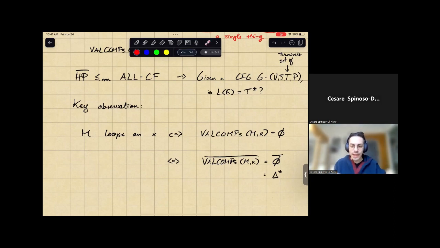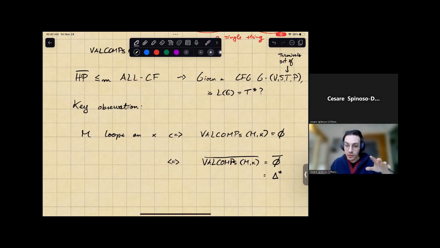Okay. And that seems to line up pretty well with what the solver of an all CF problem would say if it would say yes, right? Or no. So a yes instance would be, well, the language generated by G is T star. Well, what if we just make G generate Valcomps complement, right? And then we check using the solver whether it is yes equal to delta star or no not equal to delta star. Well, it turns out that doing that effectively produces or creates a not halting problem solver.